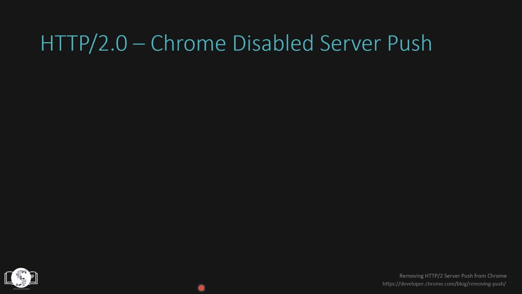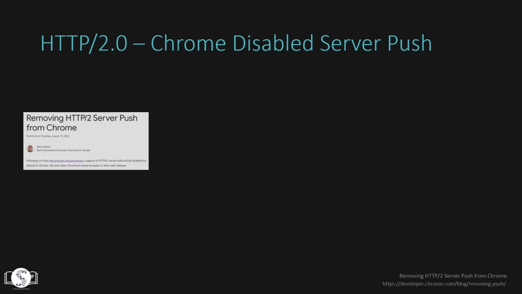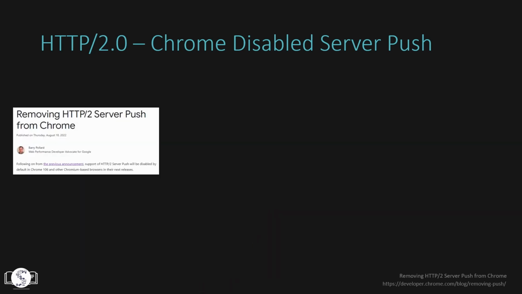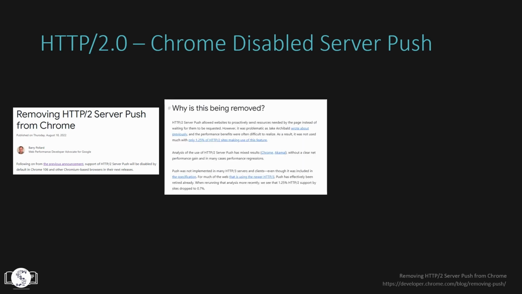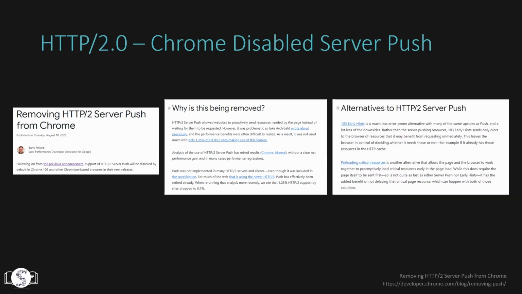In August 2022, Google Chrome decided to disable server push. The main reason is that it was hard to implement and the performance benefits were often difficult to realize. As a result, it was not used much, with only 1.25% of HTTP2 sites making use of this feature. As an alternative, Google recommends 103 Early Hints or preloading critical resources.